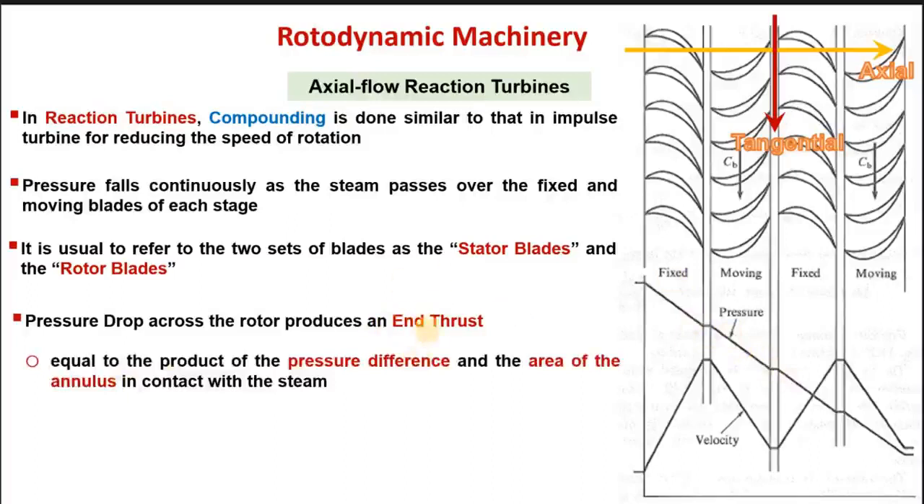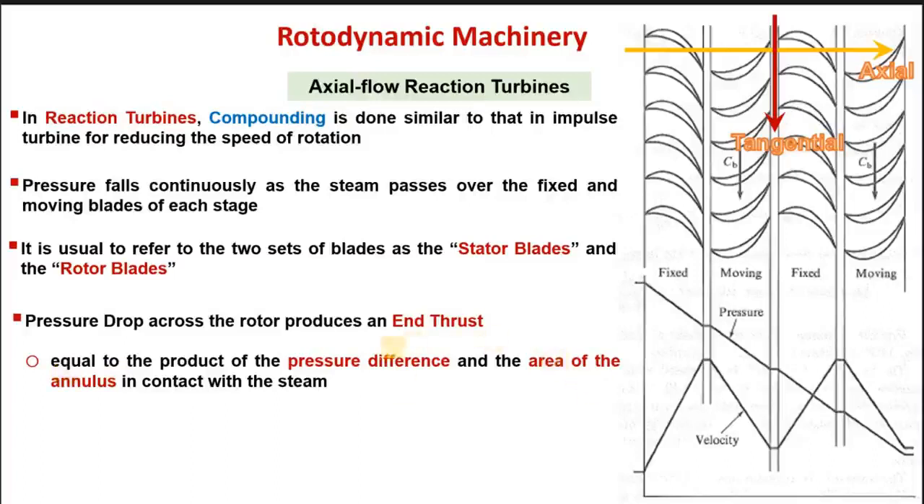It is actually the change in pressure in the axial direction that causes this end thrust, right? So this end thrust in case of reaction turbines is actually a product of the pressure difference, that pressure which is dropping in the direction of flow of the steam, and the area of the annulus, because this pressure is multiplied by the area of the annulus, meaning the area through which the fluid is flowing. So that is that ring area which we have discussed in the previous question of reaction turbine which we have solved.